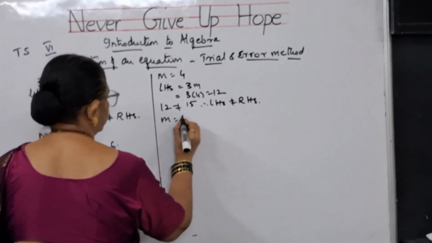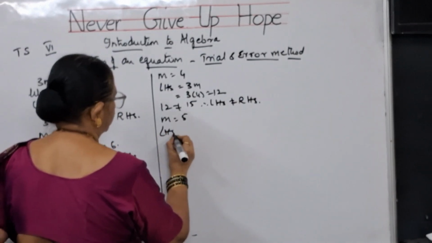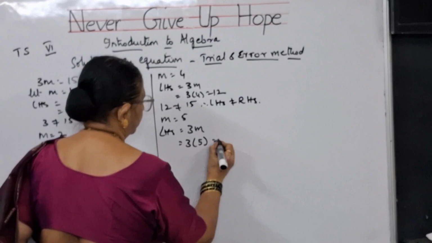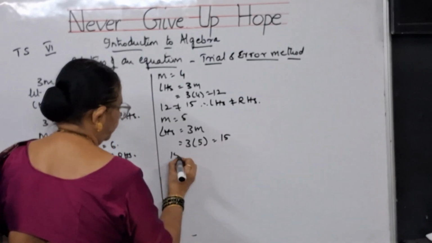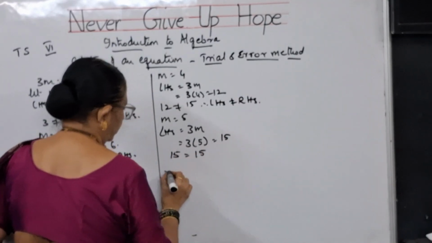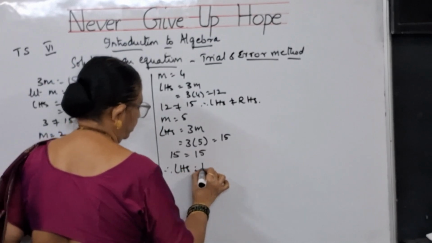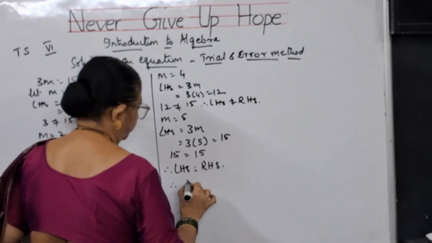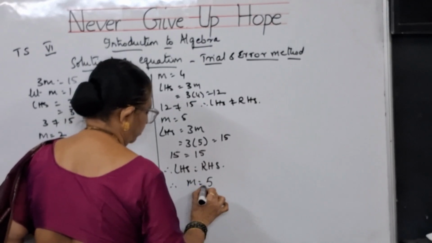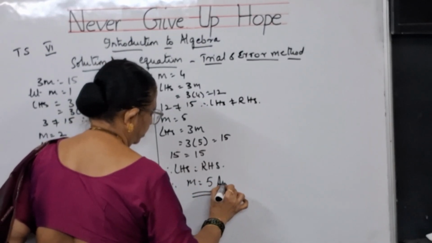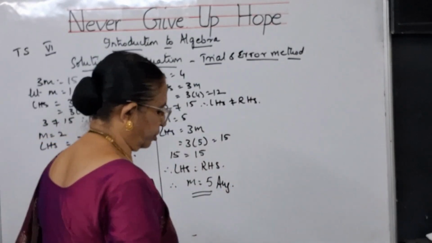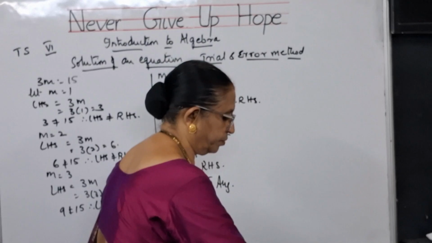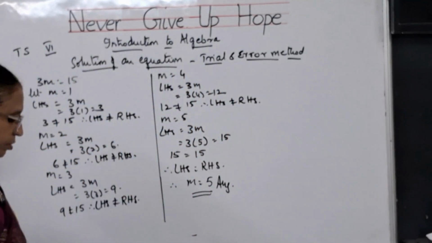Now, take m is equal to 5. LHS is 3m. That is 3 into 5, that is 15. So, 15 is equal to 15. Therefore, LHS is equal to RHS. Therefore, m is equal to 5. This is the answer for this problem, children. Please copy it.